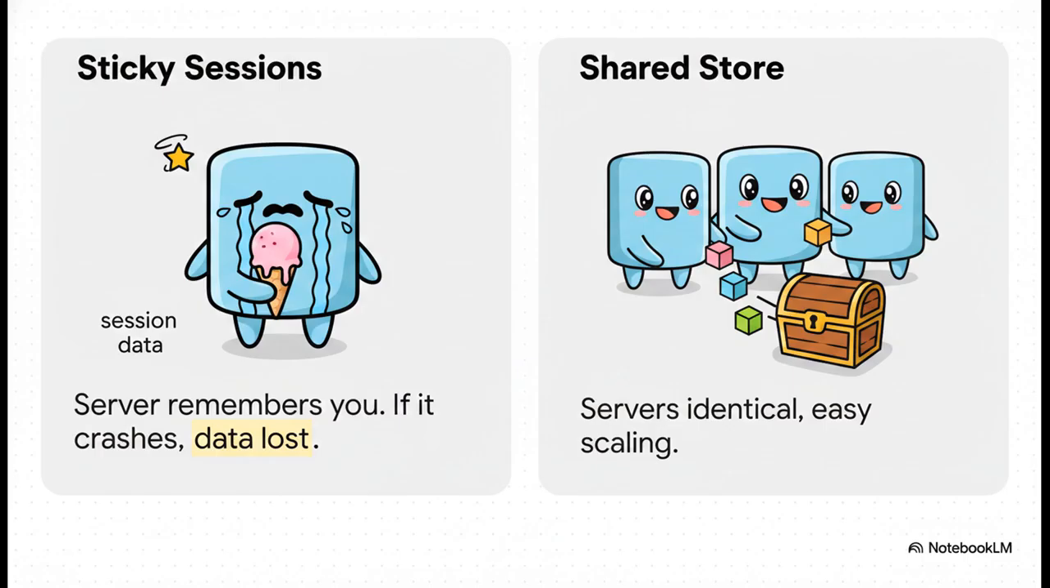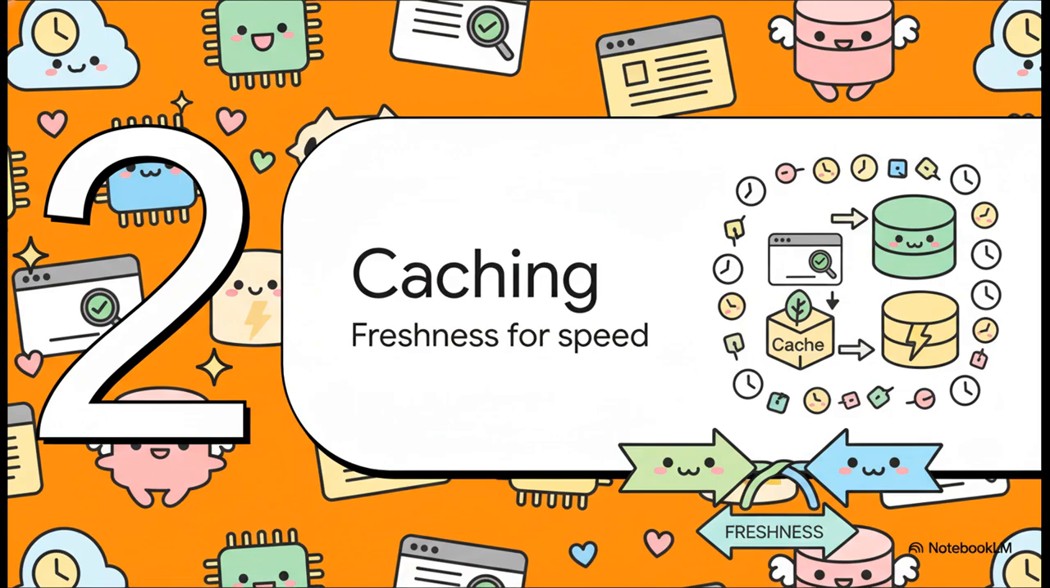Now compare that to a shared store. By offloading that state to something like Redis or a distributed cache, your servers suddenly become completely identical. You can spin them up or tear them down without losing a single byte of data, giving you brilliant fault tolerance. Moving right along to concept 2, caching, which is really just trading freshness for speed.